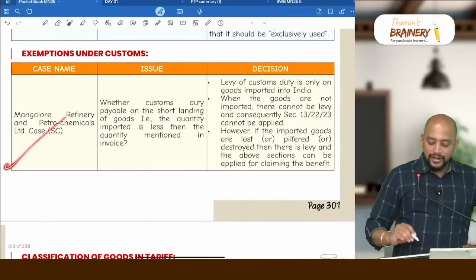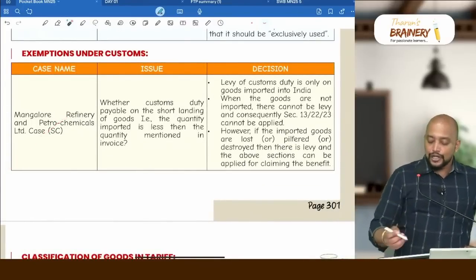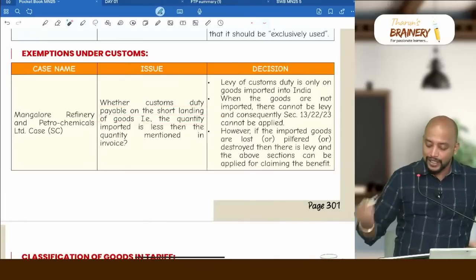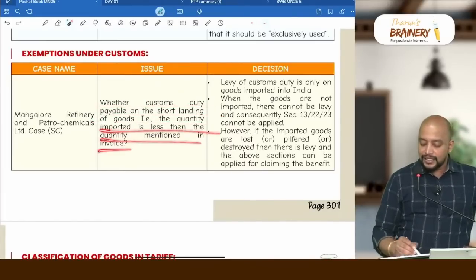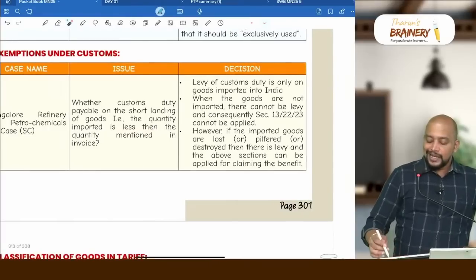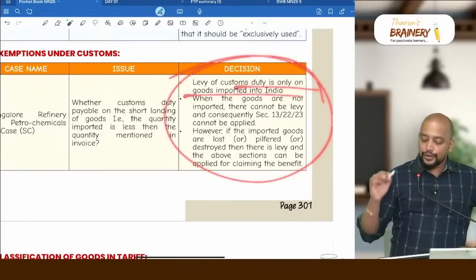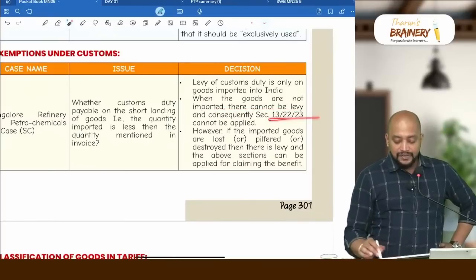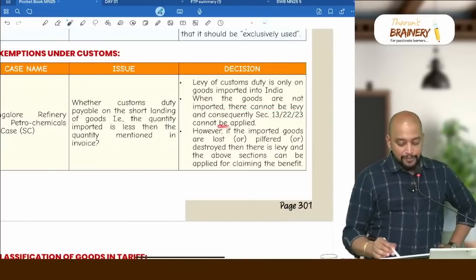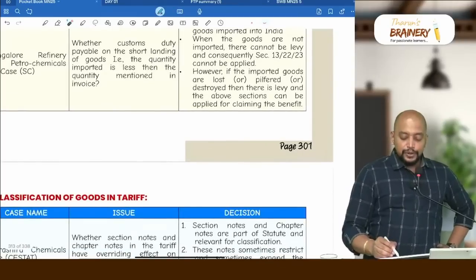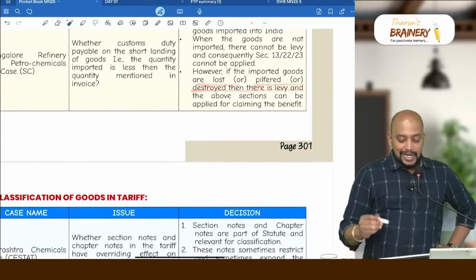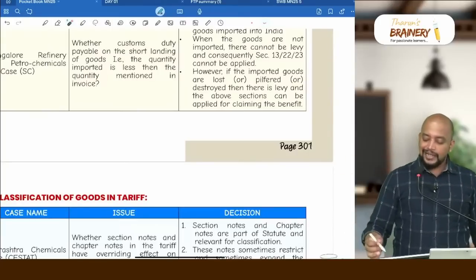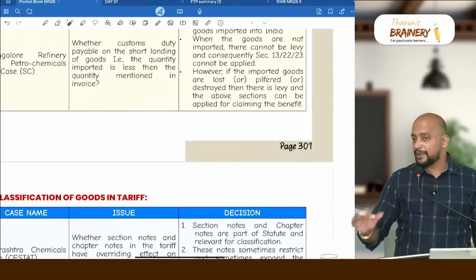And next, Mangalore Refinery and Petrochemicals Limited case, this we already know. The question is whether customs duty is payable on the short landing of the goods, that is, the goods are not unloaded at all, so the quantity imported is less than the quantity mentioned in the invoice. For that, the decision given is that levy of customs duty is only on goods imported. When the goods are not imported, there cannot be a levy, and consequently sections 13, 22, 23 cannot be applied. However, if the imported goods are lost, pilfered or destroyed, then there is a levy, that is, imported goods are destroyed, and the above sections can be applied for claiming the benefit.